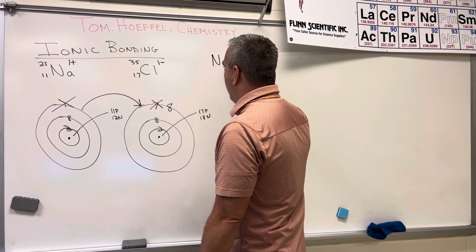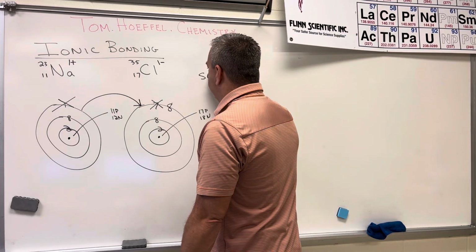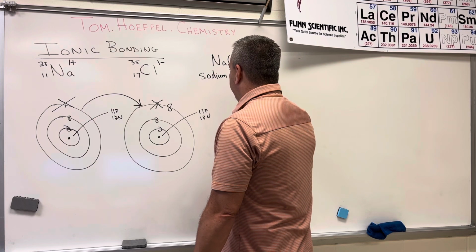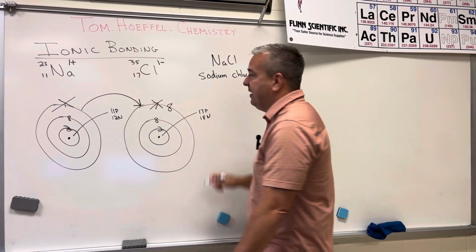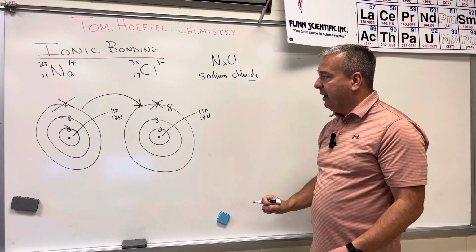So we get this 1-to-1 ratio, so the subscripts are 1. And the way we name it is we name the metal first, followed by the nonmetal, and ending it with -ide. So this is going to be sodium chloride.